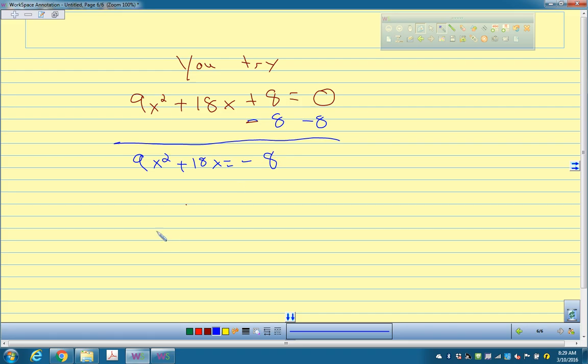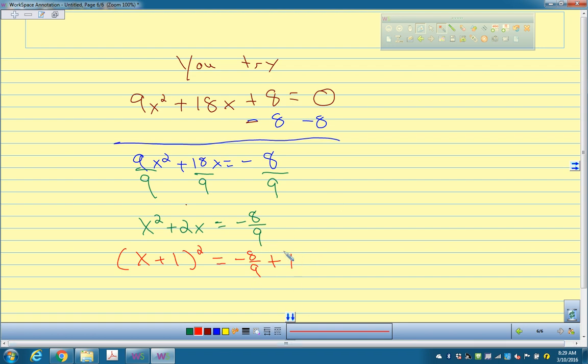Who could tell me what the next step was? Divide everything by 9, okay? So I'm going to divide that by 9, divide that by 9, divide that by 9. So I get x squared plus 2x equals negative 8/9. Now I complete the square. How do you complete the square, Jessica? You do (x plus 1) squared, and you add 1 to the other side, negative 8/9. Since I rewrote this as this, I've added 1 squared to that side, which is 1.